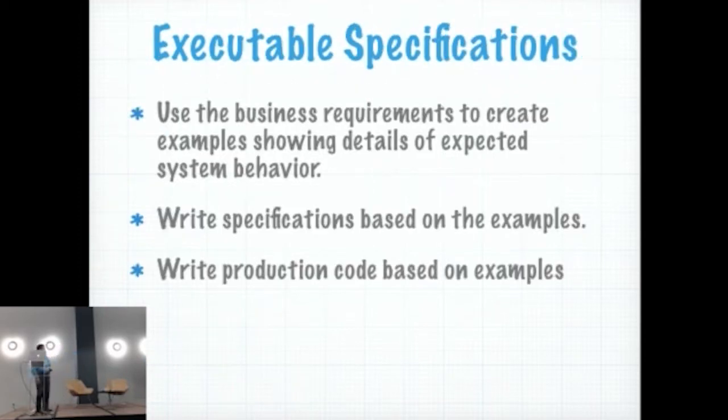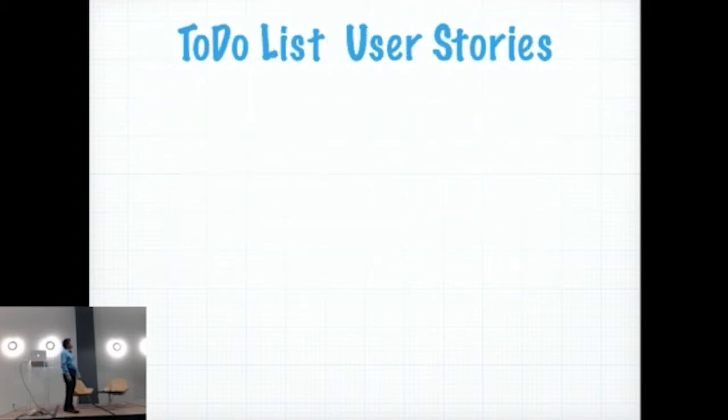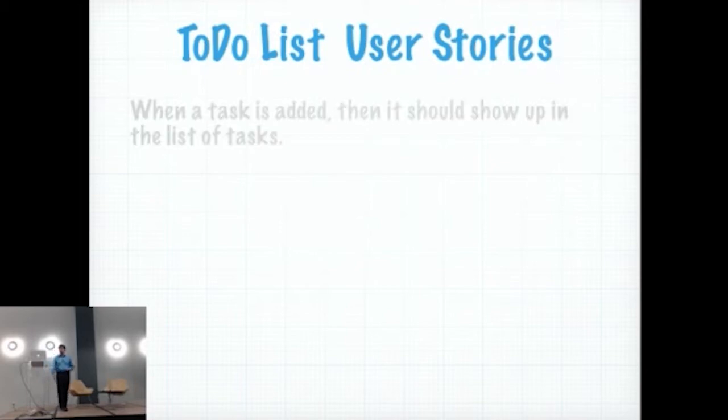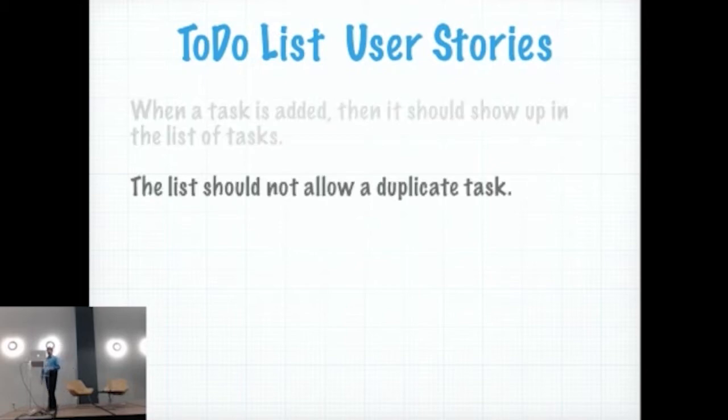So executable specifications, this is another term for it. These are specifications, business requirements, that you can actually run your code against and prove that it works. So for the example, people like to-do lists for some reason with microservices. So I've got a to-do list example. And the business requirements look like this. When a task is added, it should show up in the list. The list should not allow duplicate tasks.